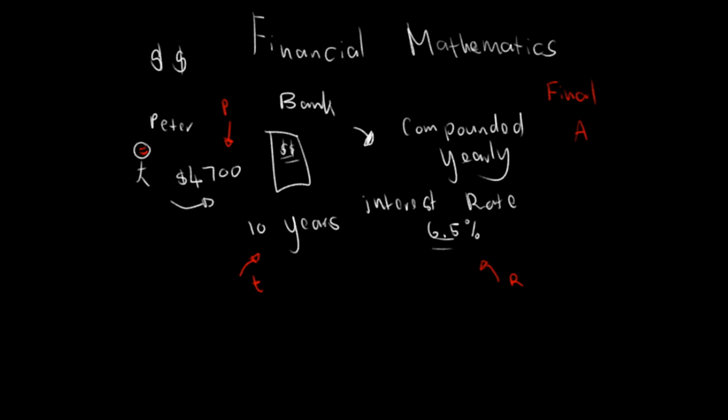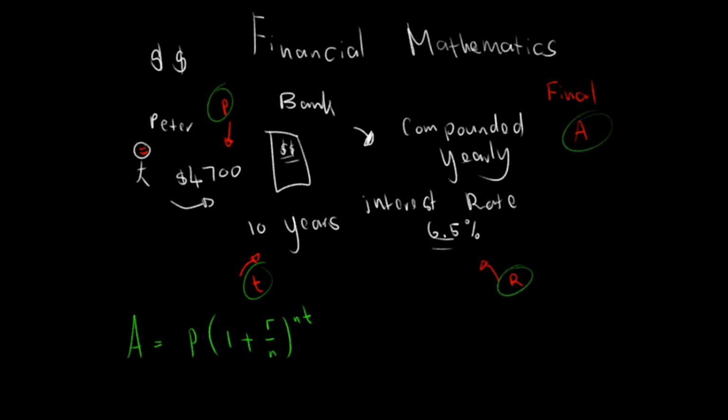Now, can we create a formula? I mean, I'm not creating it; it's already there, but I'm going to write it down. So the formula that we need to know for compounded interest is A is equal to P multiplied by 1 plus R over N, and then raised to NT. What is this N? I've covered T, I've covered P, I've covered A, and I've covered R.